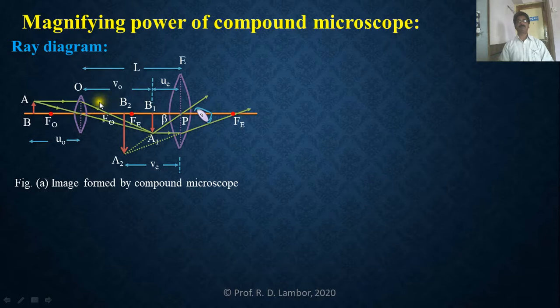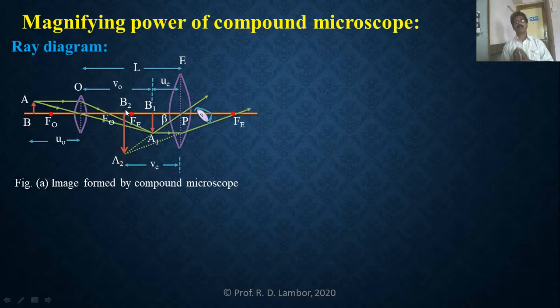And in this diagram, AB is our object, which is very small, not visible to the naked eye. So that object is AB. The objective forms its real, inverted and magnified image A1B1. So A1B1 is the image formed by the objective, and this image acts as an object for the eyepiece, and this eyepiece produces its magnified, inverted and virtual image A2B2.